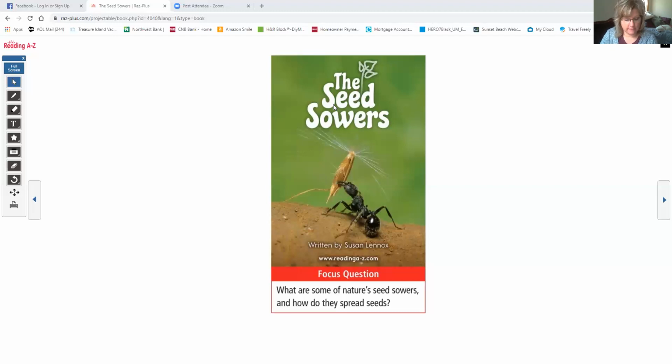So we're going to take a look at some of the pages in this book and see if we can find examples of words we're not familiar with and how we can figure out what they mean. And don't forget, we're going to learn about elephant poop. So, the seed sowers.